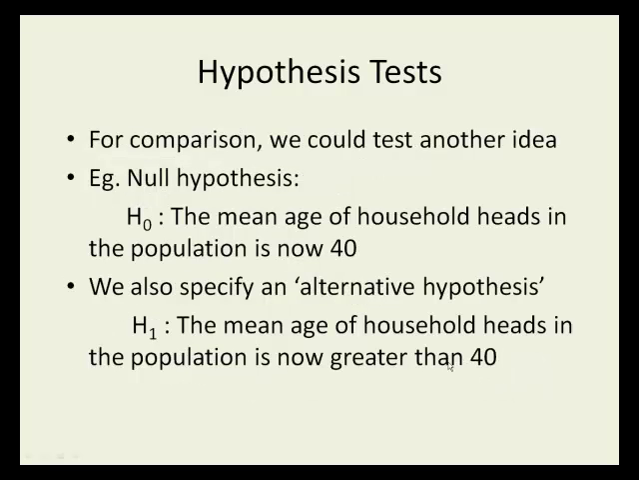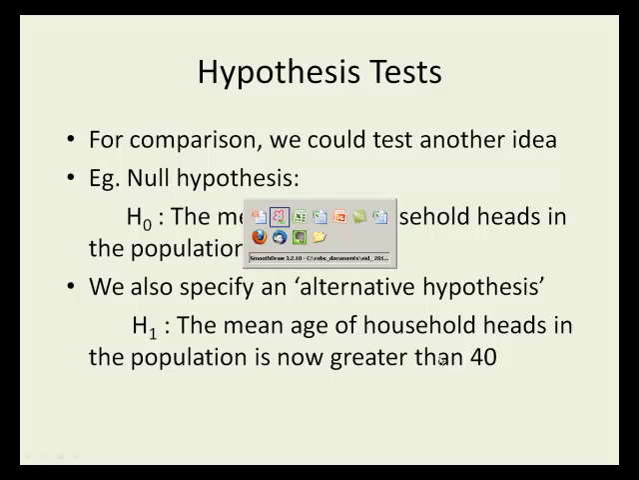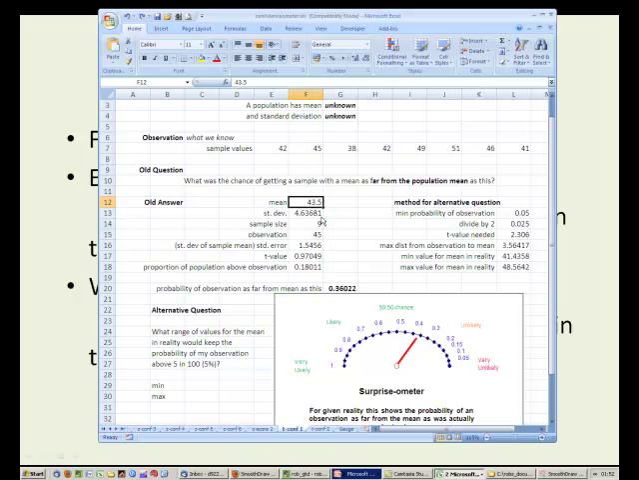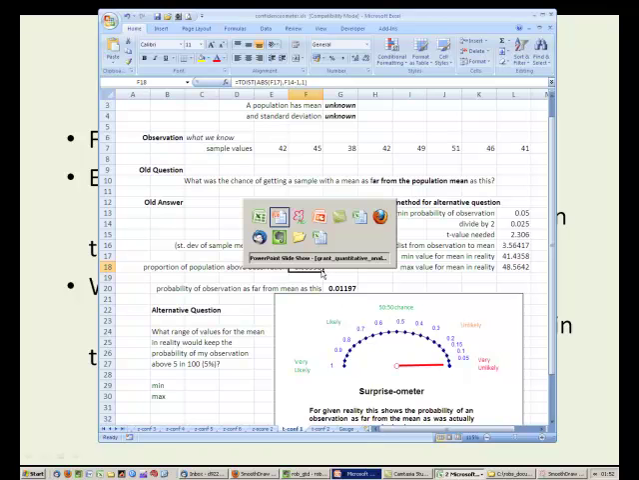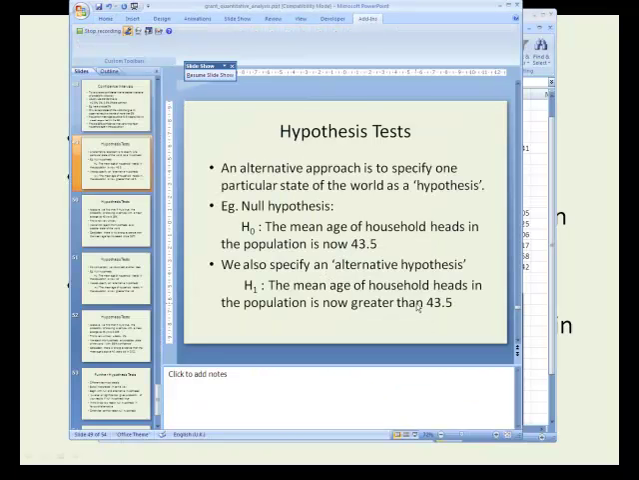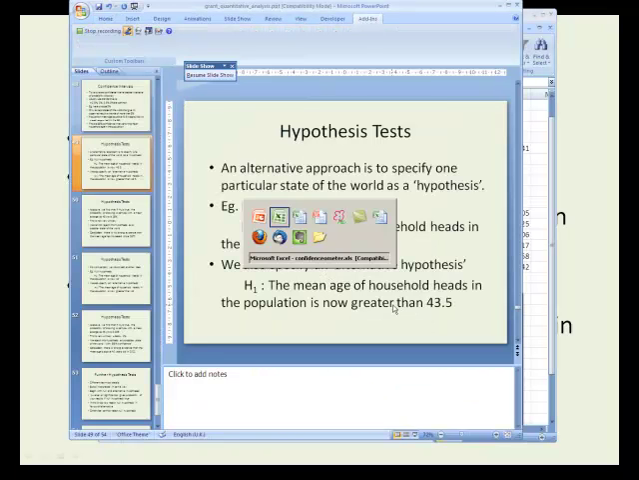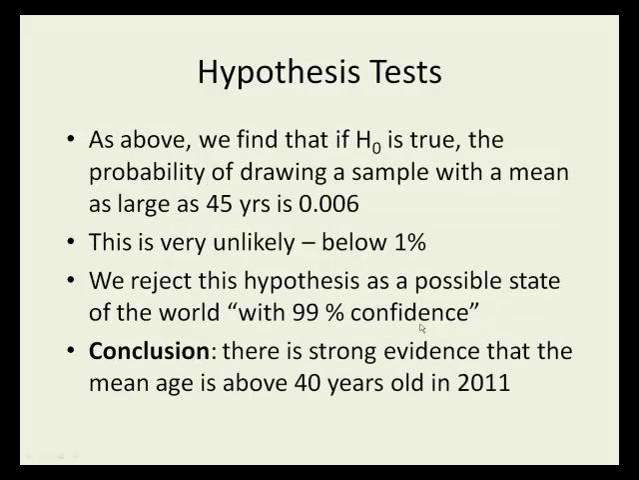Do another one for comparison. I could have started out with the null hypothesis that the mean age of household heads is now 40, and the alternative is that it's greater than 40. So I put 40 here. I need the one-sided, not the double value, the half value. The probability of it being above that rather than being on either side. So it's 0.0059, which is 0.006.